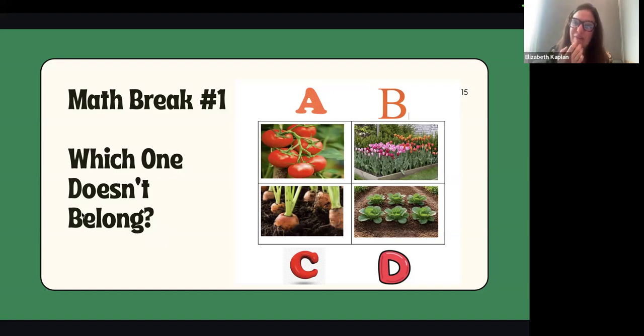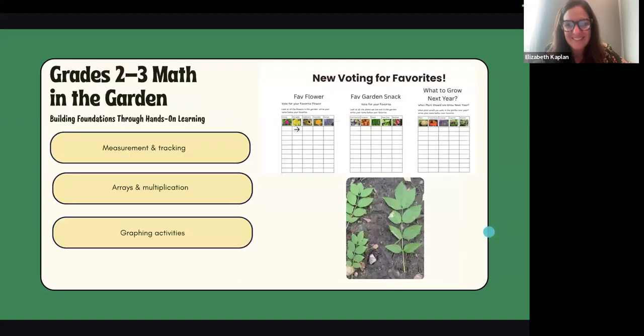So this is an example of a which one doesn't belong. This would take you 2 minutes to make and substitute to integrate your school gardens into a normal math routine that you may have. So great job on that, everybody.